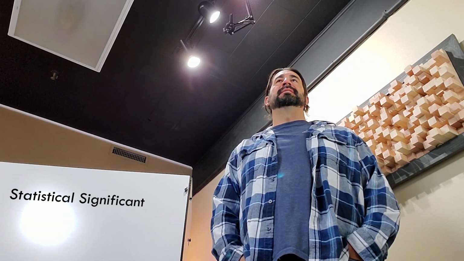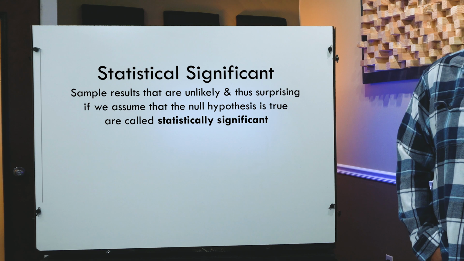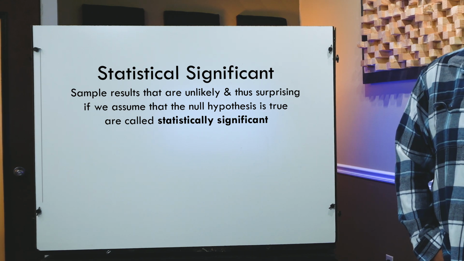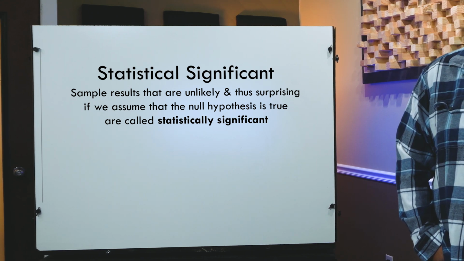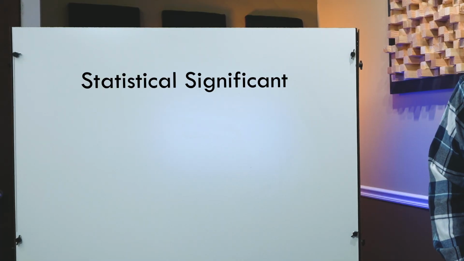So first, I'll state the exact definition, and then after that, I'll try to make more sense of it. Statistical significance happens when we obtain sample results that are unlikely and thus surprising if we assume that the null hypothesis is true. Confused yet? All right, let's try this from a slightly different angle.